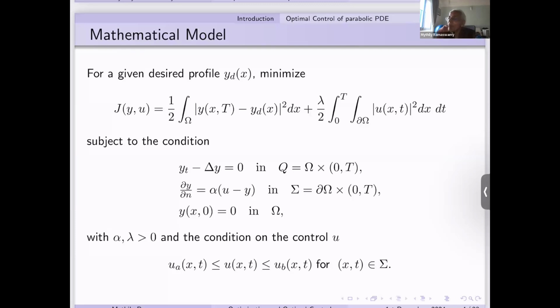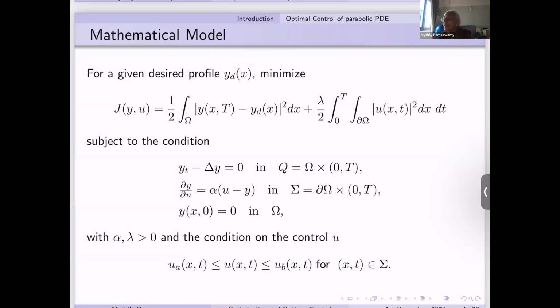So my functional is J of y, u, like before: half of the norm of y(x, T), where time is fixed as capital T, minus y_d(x), because I want the solution to reach the profile y_d(x). So everything is now a function of x. We take the L2 norm over Omega. Then again, as before, lambda is useful for existence and uniqueness, so I keep a lambda by 2.